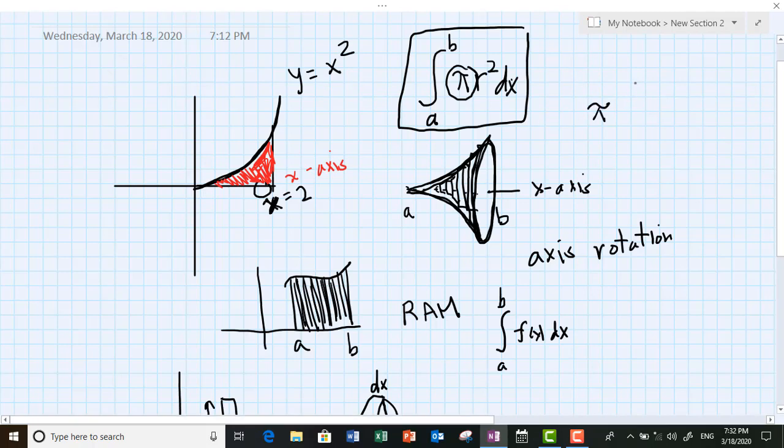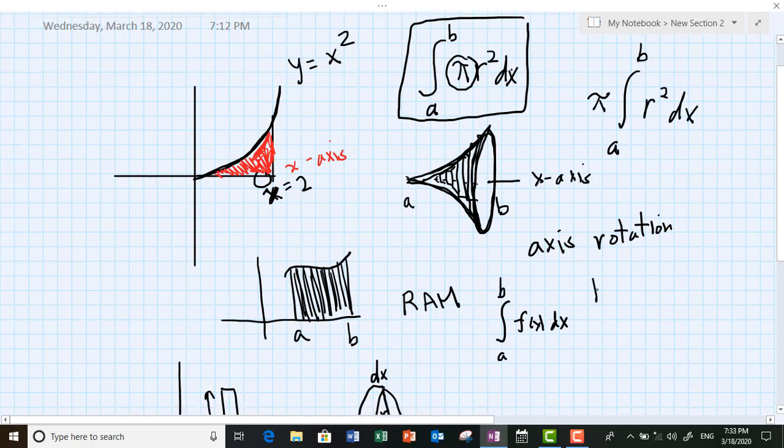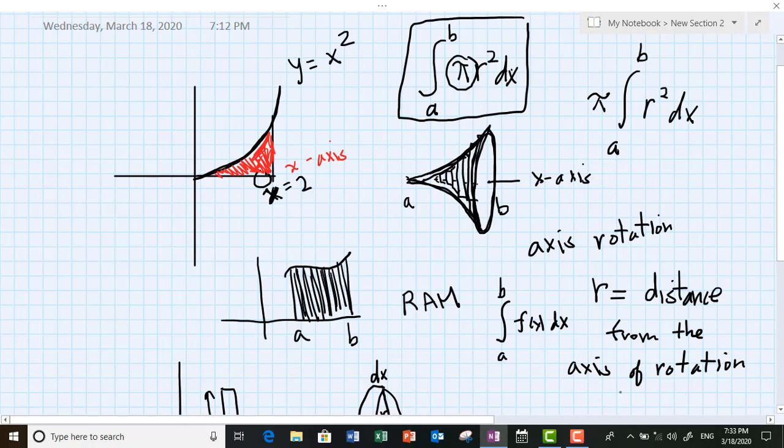So you'll get pi, an integral from a to b, r squared dx. And what's important is r is the distance from the axis of rotation to the curve. Okay? So r is the distance from the axis of rotation to the curve.